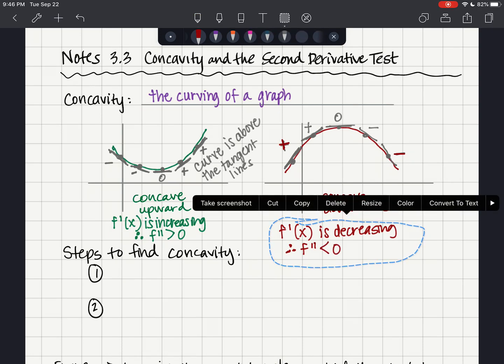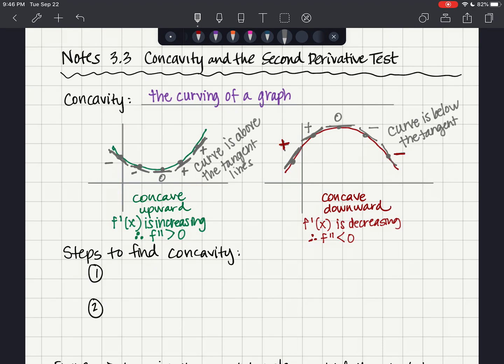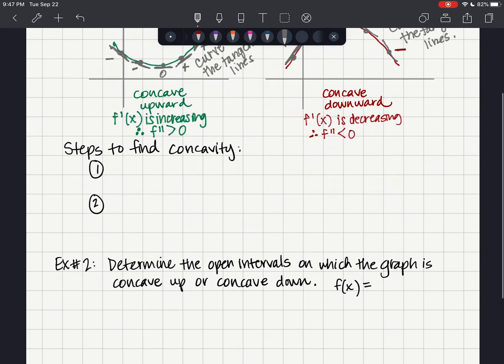Now, take a look at those tangent lines. Where are those tangent lines? Those tangent lines are above the curve, meaning that the curve is below the tangent lines. When the curve is below the tangent lines, you have a concave downward interval of your graph.